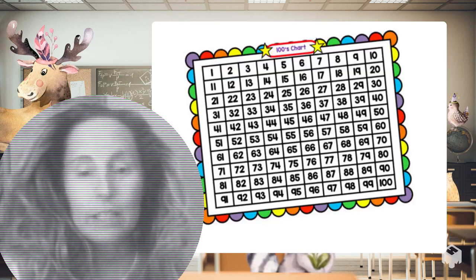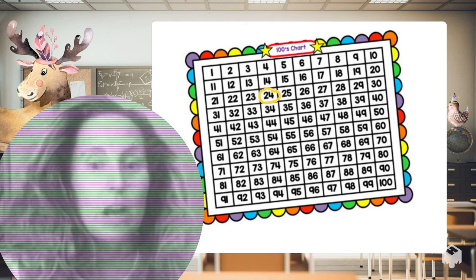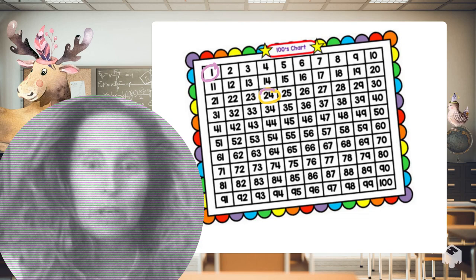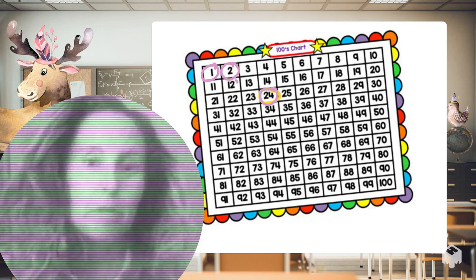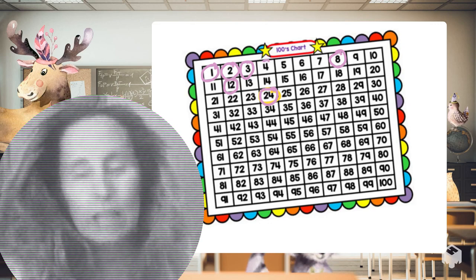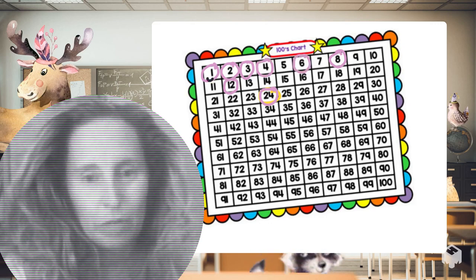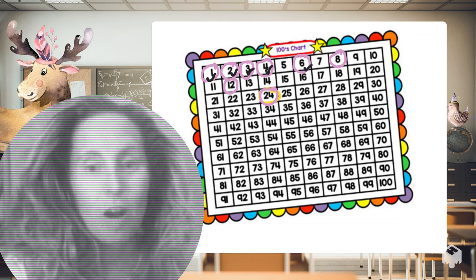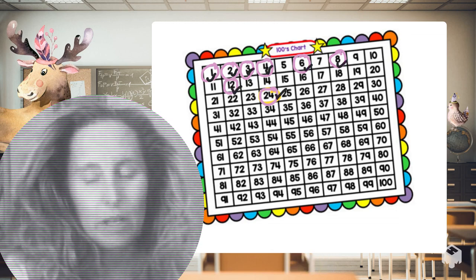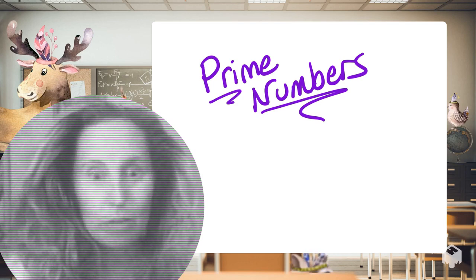So looking at this hundreds chart, if we were looking at the number 24 and we wanted to find all of the factors of the number, we would start with 1 and 24, and then we would test for 2, 2 times 12, and then 3, 3 times 8, and then 4, 4 times 6, and then 5. 5 is not a factor of 24, and so I now have found all of the factors of 24. This will help me simplify my fractions in upcoming units.